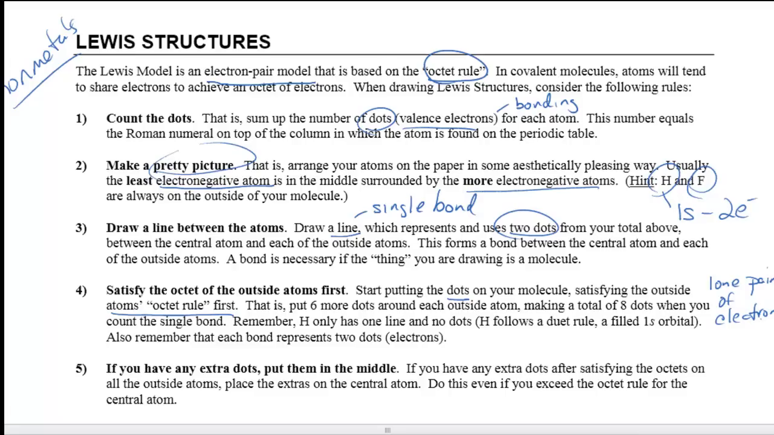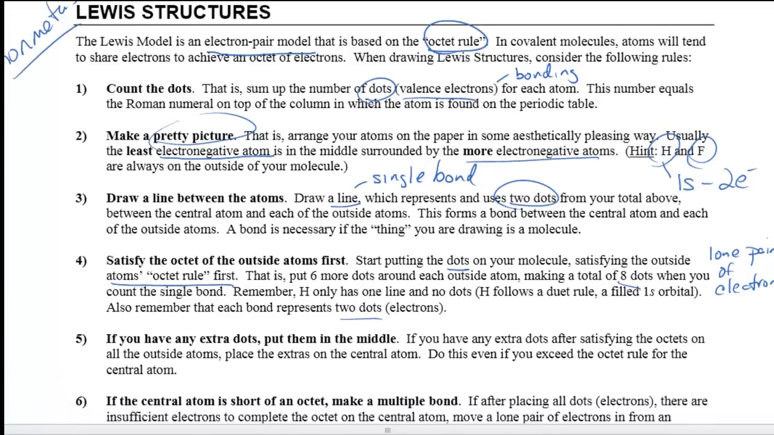Sometimes we also call them unshared electrons. They're not shared, they're not bonding electrons. So we want to make sure to get a total of 8 electrons around the outside atoms. Remember, the bond is going to count as 2, so we need to place 6 more. And as we already talked about, hydrogen can only have 2 electrons.